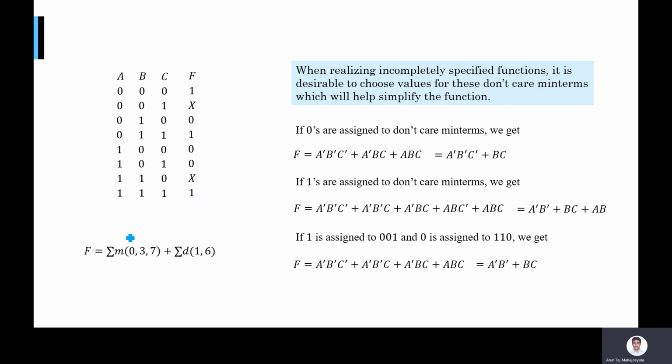Okay, so this is your function here. Small m 0, 3, 7. These are your 3 minterms, and your 1 and 6 are your don't care minterms. So sigma small d 1, 6. And in terms of max term, this is how you can represent it.